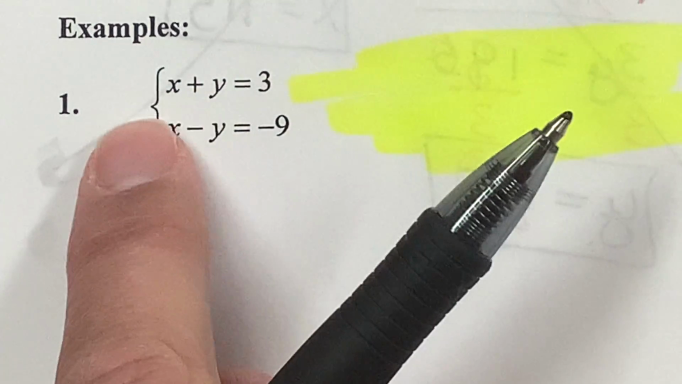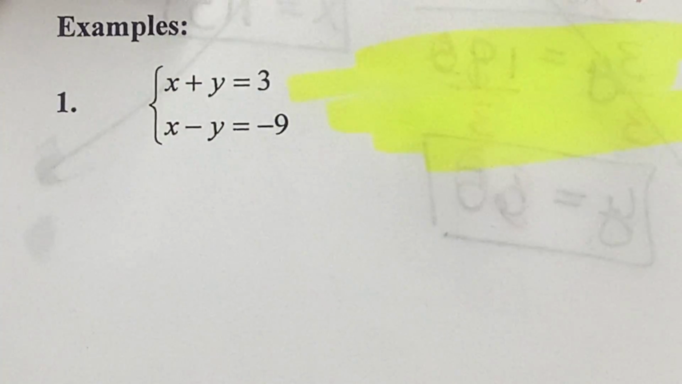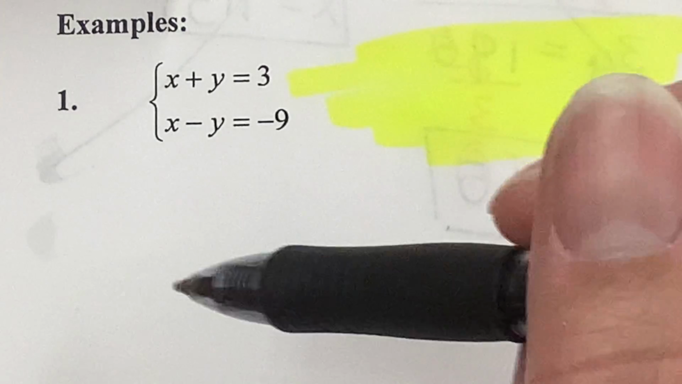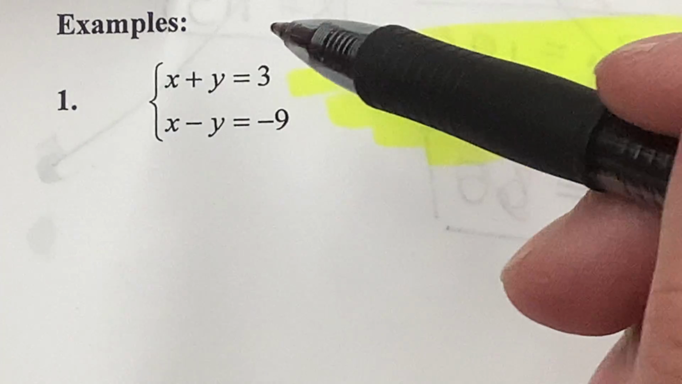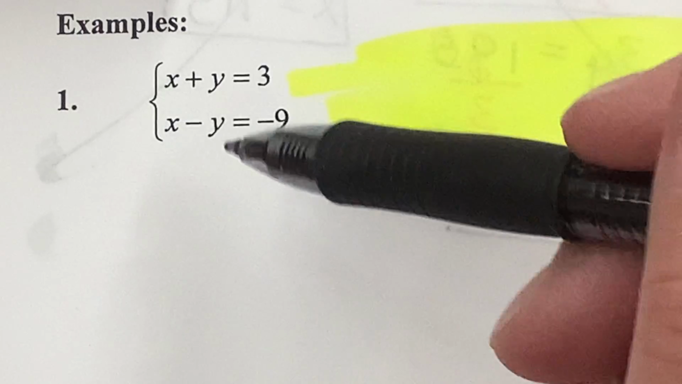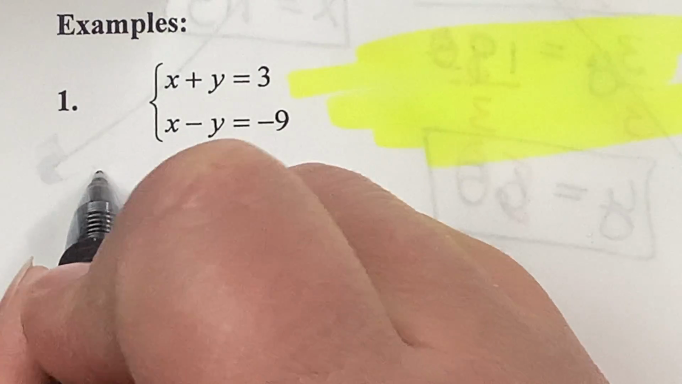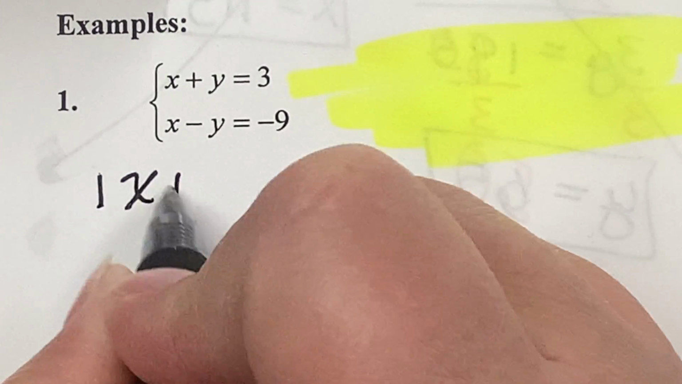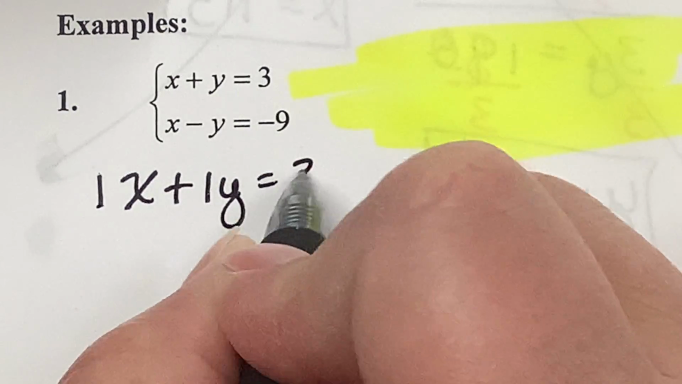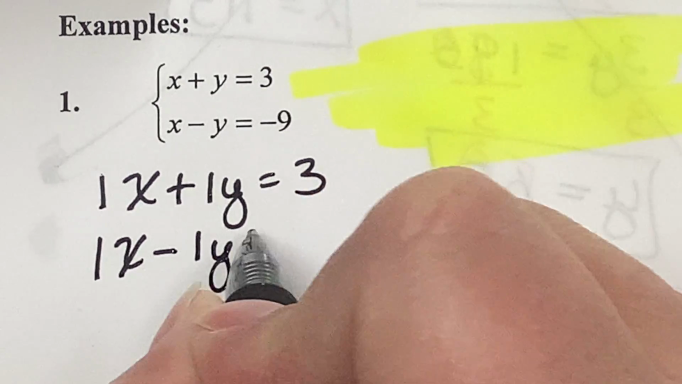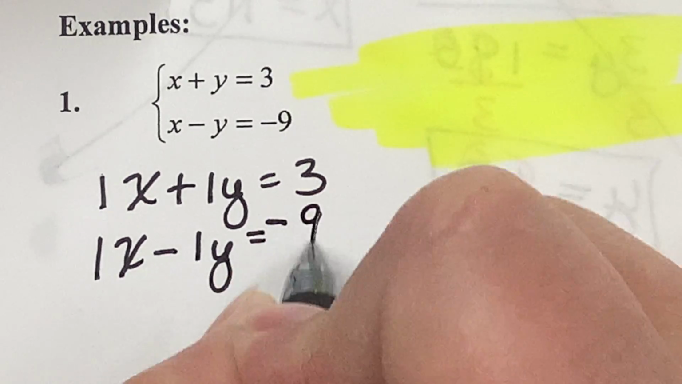First, you're looking for the same variable and opposite signs. So I have y over y, one is positive, one is negative. And what I'm going to do is combine these two equations by adding them, and the y will disappear. Now I'm going to show you. First, write the coefficients when you rewrite the problem. So this is 1x plus 1y equals 3, and 1x minus 1y equals negative 9.